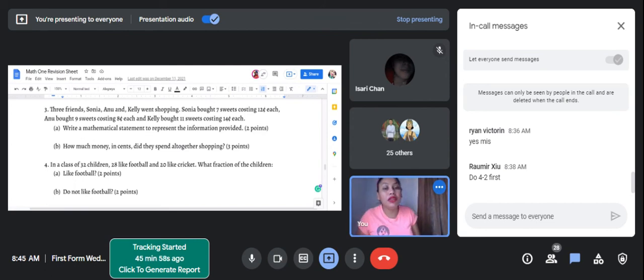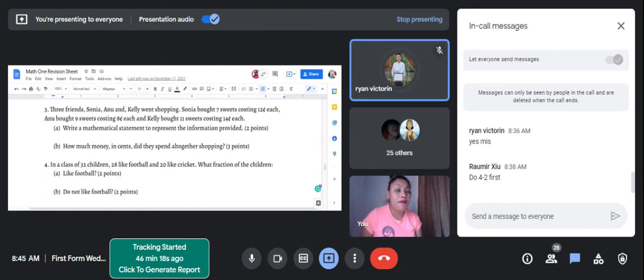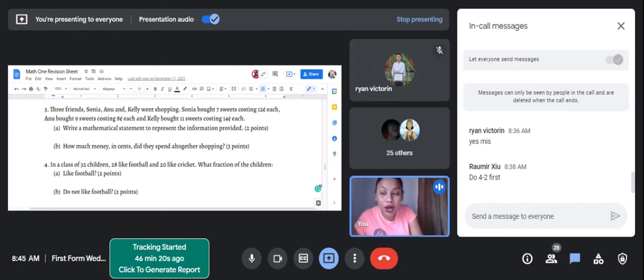All right? So, if I am going to be writing 7 sweets costing 12 cents, what am I doing there? Multiplying, miss. Multiplying, very good. I am multiplying 7 sweets because each of these sweets cost 12 cents. So my first bracket is going to have 7 times 12 cents.